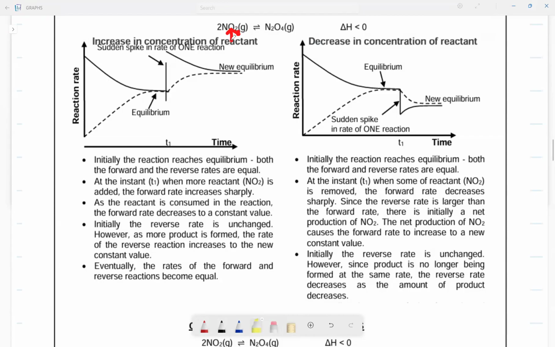Now there is an increase in concentration of the reactant, right? If there is an increase in the concentration of the reactant, there will be a sharp increase in the forward direction. Can you see now we affected the reactant, right? So there will be a sharp increase in the forward direction because we affected the reactant, and the reactants go forward and form the product.